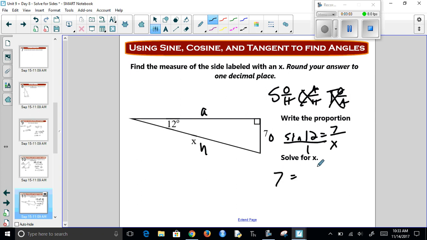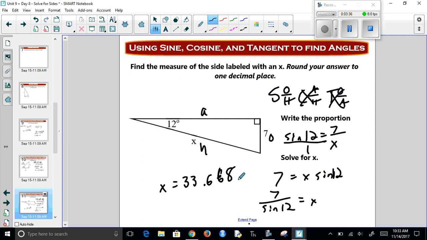7 times 1 is 7. This would be x times the sine of 12. And now we divide both sides by the sine of 12, and x equals whatever 7 divided by the sine of 12 happens to be. So I run to my trusty calculator and type in 7 divided by the sine of 12, and I get an answer of 33.66. So x equals 33.668. There we go. That's how we solve for missing sides.